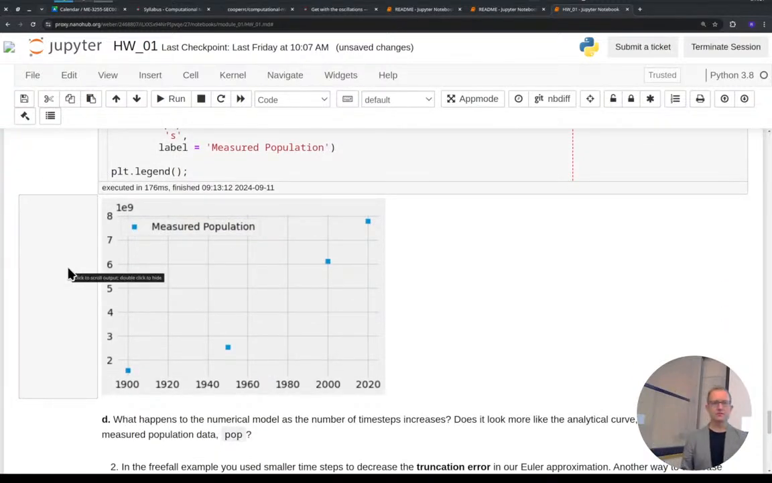So the measured population are just these data points, like 1900, 1950, 2000, 2020. Just a couple of things. And roughly we could say that's some kind of exponential growth. If we know the growth rate, then we should be able to make some kind of prediction on the population, extrapolate to 2020 or 2030. At this point, 2025 is months away, but maybe 2030.